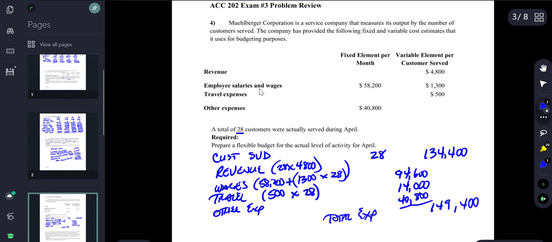So when we take the revenue we calculated and subtract the expenses we have, we're going to find a net operating loss, which is going to be 15,000. And it's a negative number.